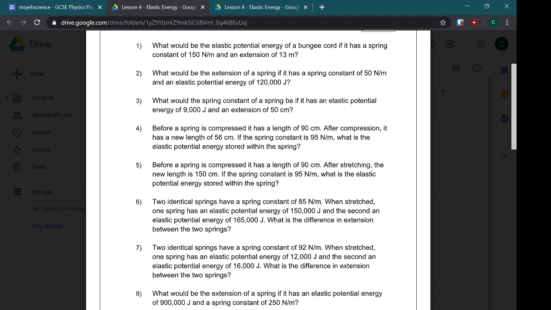Another thing for you to be careful of in this particular elastic potential energy case is sometimes a question will give you old lengths and new lengths. Remember, don't just put old lengths or new lengths into the formula. You want to work out the change in the length. That's what the extension is, not the total length after stretching, not the length it was before stretching. You want the change.